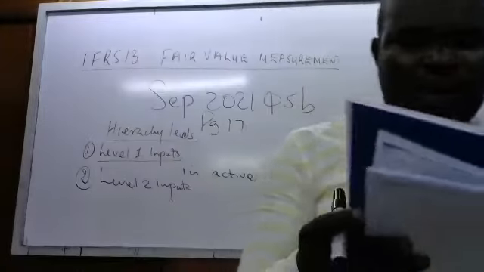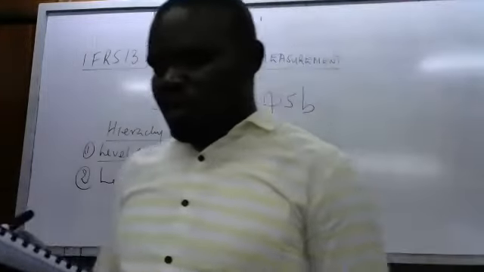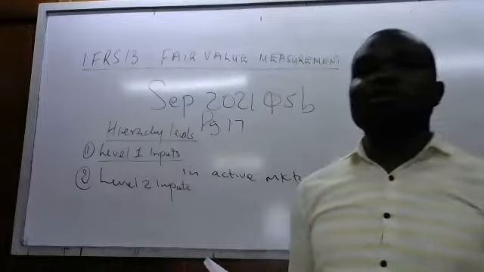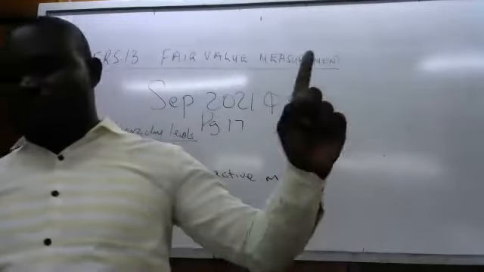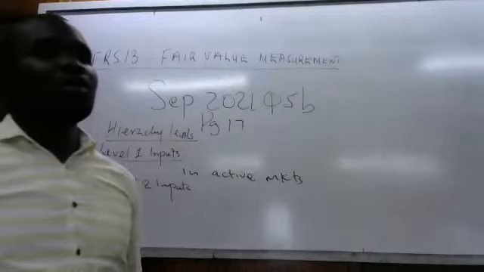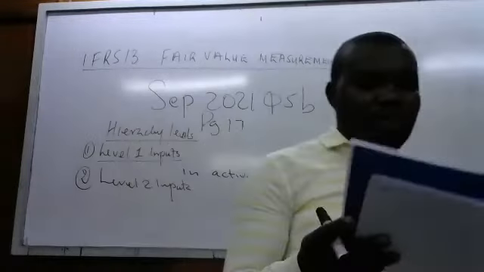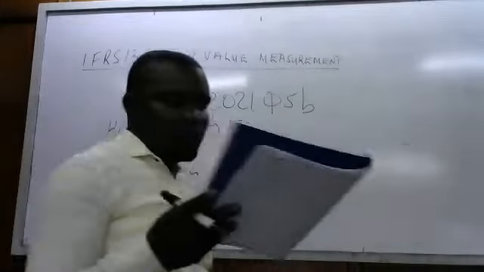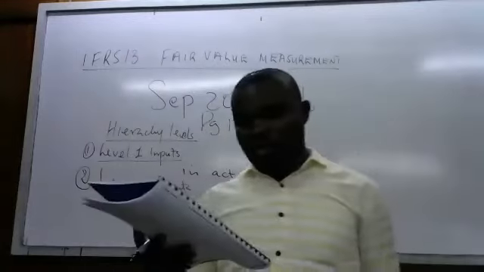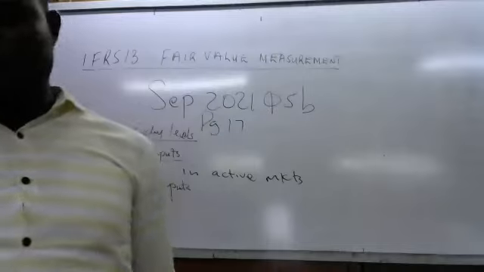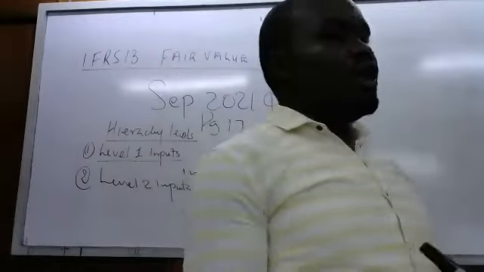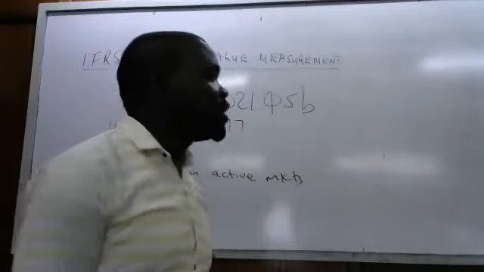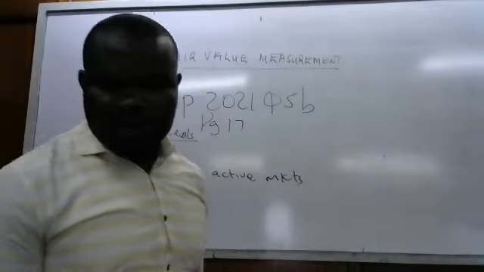Observable directly or indirectly. Full stop. Examples are quoted prices for identical or similar assets in a market that are not active. Full stop.